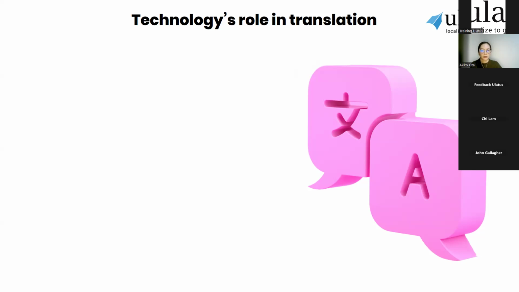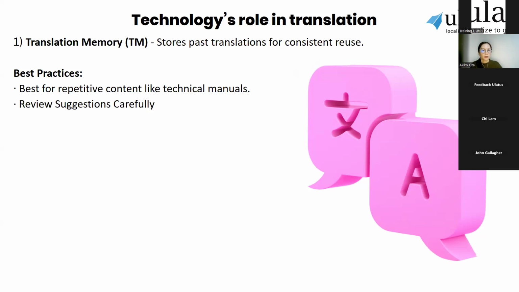This is something I've mentioned a little bit at the beginning of the session. But it's crucial to use them wisely to maintain quality. Here we will discuss best practices for integrating these tools into your translation process without sacrificing accuracy. The first technology we'll be discussing is translation memory, TM.